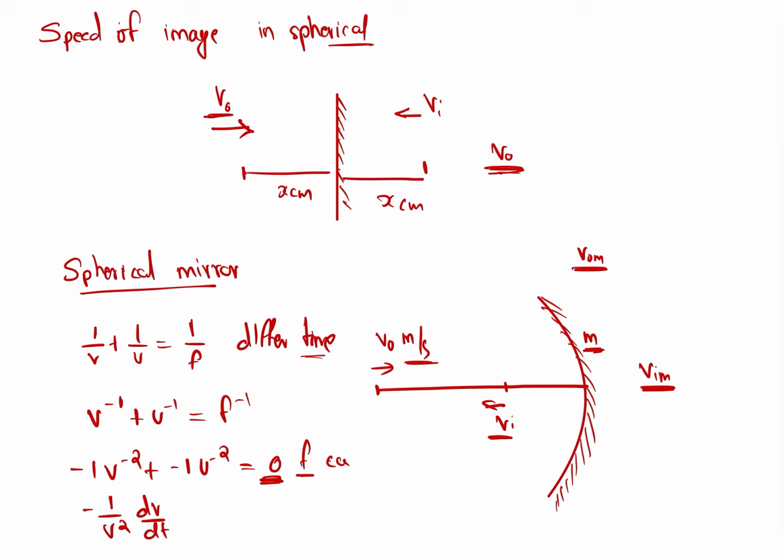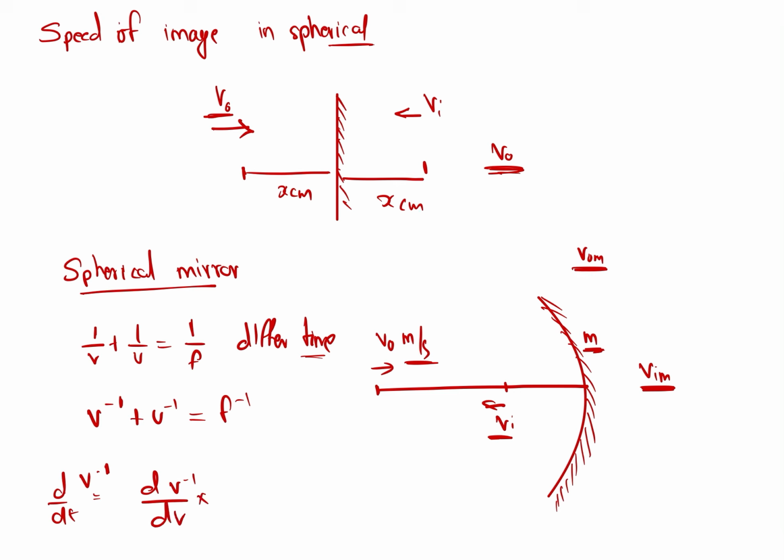Oh sorry. When we are differentiating V raised to minus 1 with respect to time, first we have to differentiate with respect to V. That is, we have to apply the chain rule, which means d of V raised to minus 1 divided by dV, into dV divided by dt. So it will become minus 1 into V raised to minus 2 into dV divided by dt, which is equal to minus 1 divided by V square dV divided by dt.